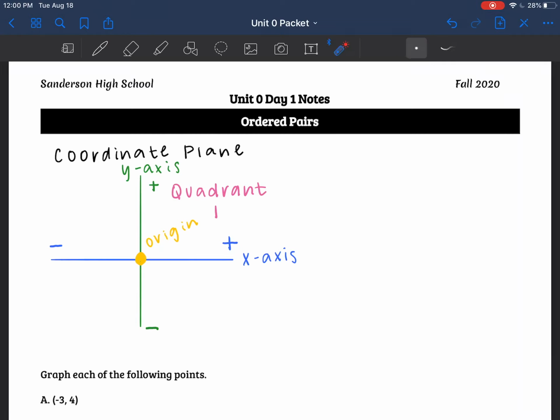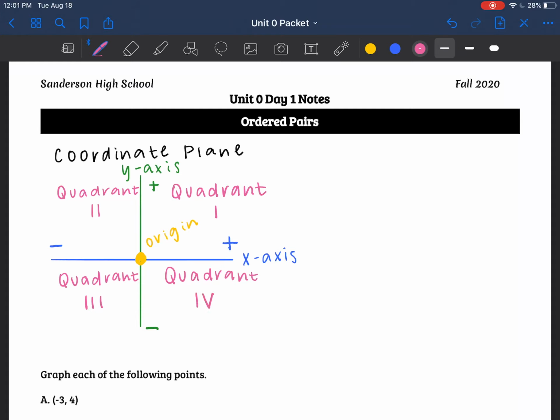And then from here we go counterclockwise, so opposite the way a clock goes. We have quadrant 2 in the top left. The Roman numeral 2 is 2 lines, count them, 2. Then we keep going around. Quadrant 3 is the bottom left. 1, 2, 3 is Roman numeral 3. And then quadrant 4 is that bottom right one. And a 4 in Roman numerals, we write IV. So that's the setup of where we graph.